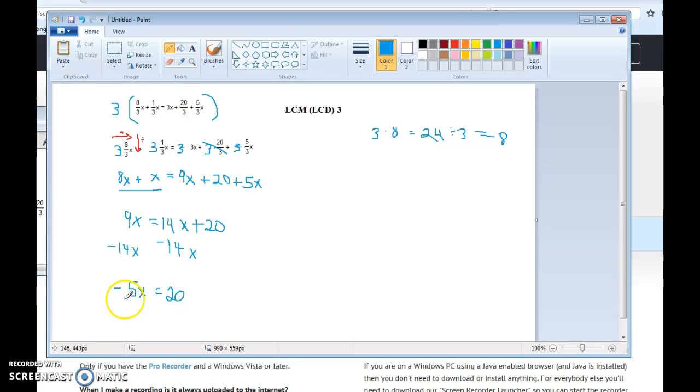And then all I have to do is divide by a negative 5 on both sides. And if I divide by negative 5 on both sides, I'm going to get x is equal to 20 divided by negative 5 is negative 4.